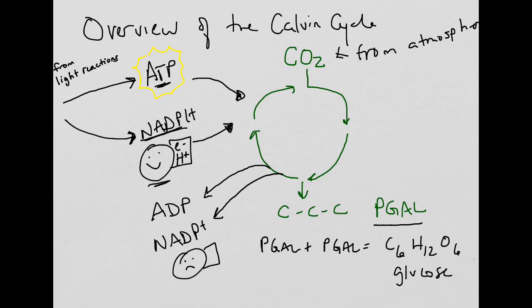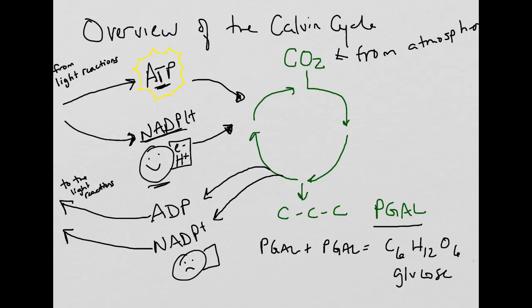What happens is the ADP goes back to the light reactions to get recharged in photosystem 2, and NADP plus goes back to the light reactions to get recharged in photosystem 1 and get his backpack refilled. Okay? So they go back to the light reaction.